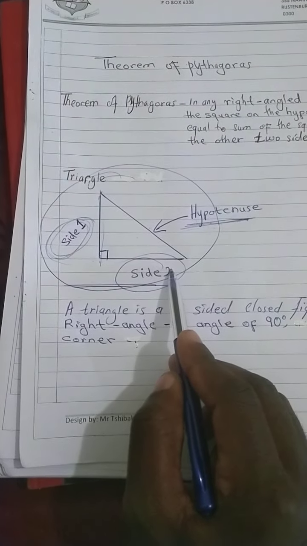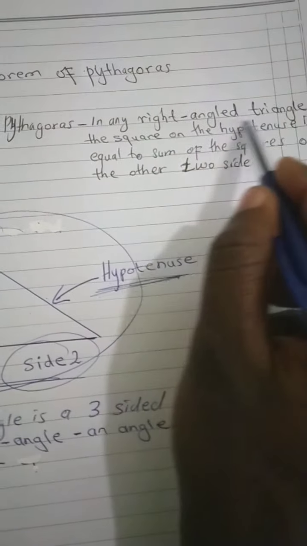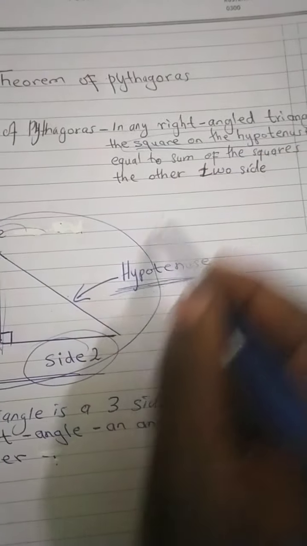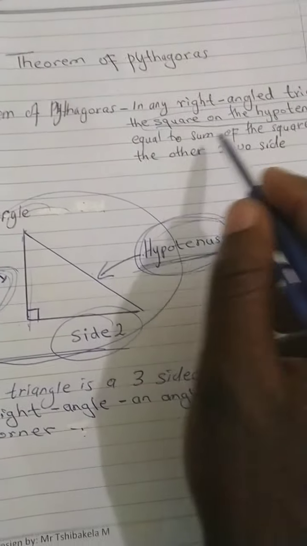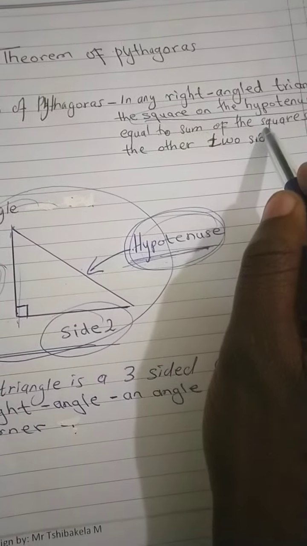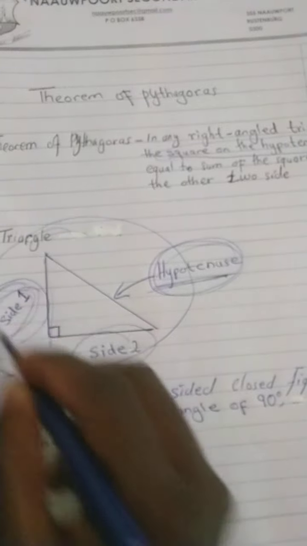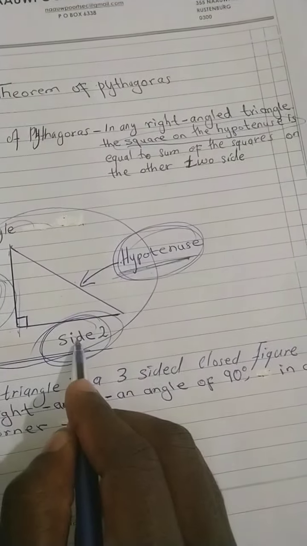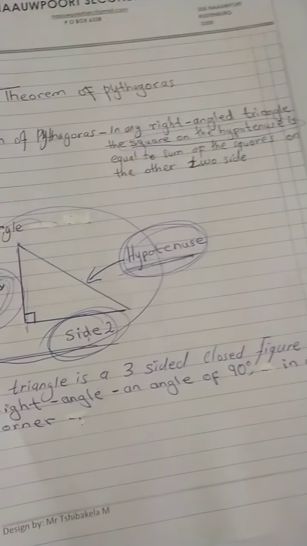So according to the definition of the Theorem of Pythagoras, it says in a right angle triangle, the square of the hypotenuse, so we must have the square of the hypotenuse. So this is your hypotenuse, which is equal to the sum of the squares of the two sides. So the square of this one together with this one. So when you add these two together, this must be equal to this according to the Theorem of Pythagoras.